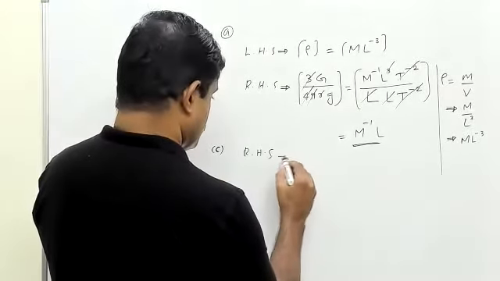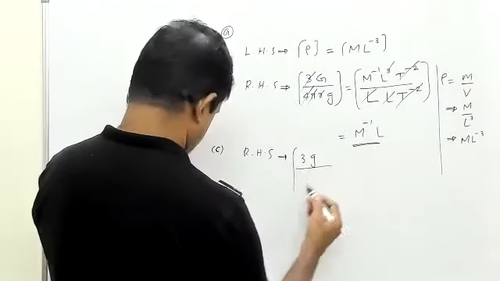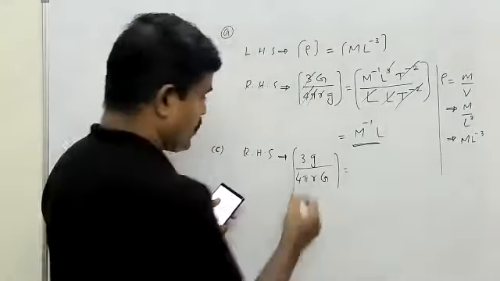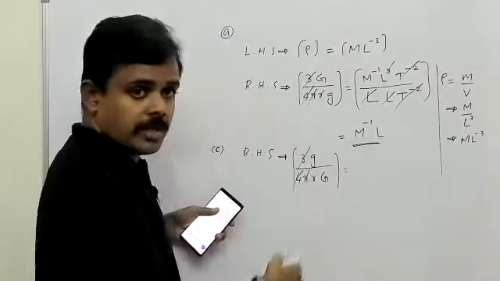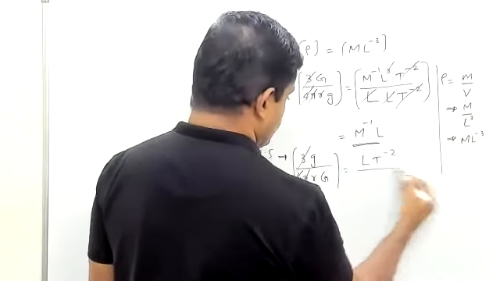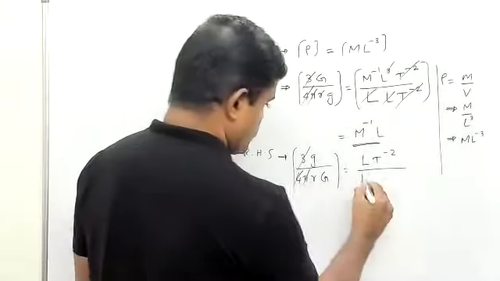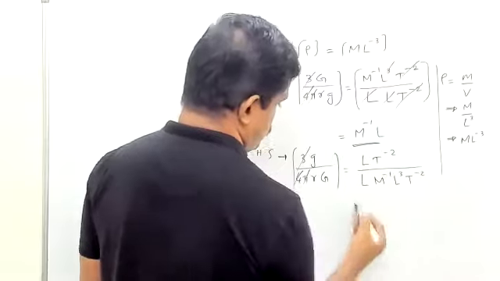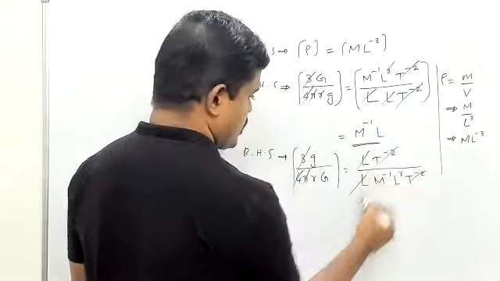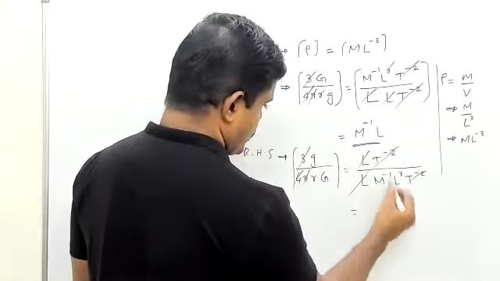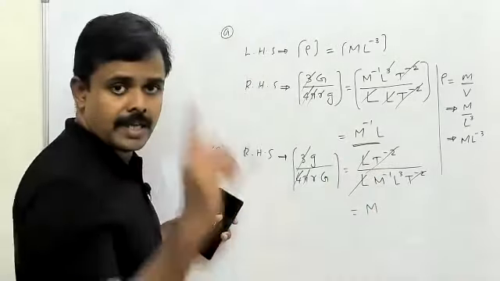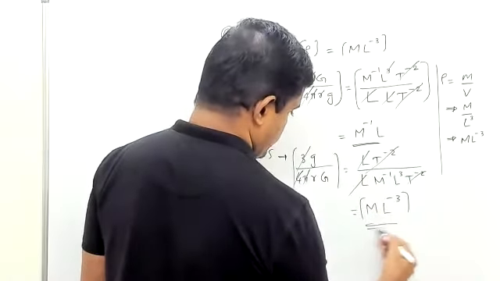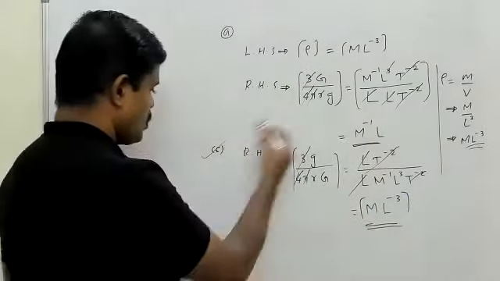RHS. Dimension of 3g over 4 pi r capital G. So what are the dimensions of 3? 3 has no dimension, 4 no dimension, pi no dimension. G's dimension is LT raised to minus 2, divided by radius, which is L. G is m raised to minus 1 L cube t raised to minus 2. L and L are cut. T raised to minus 2, t raised to minus 2 cut. So this goes to numerator. M raised to minus 1 going to numerator is m raised to 1. L cube going to numerator is L raised to minus 3. Yes, that is density. So option C is correct.